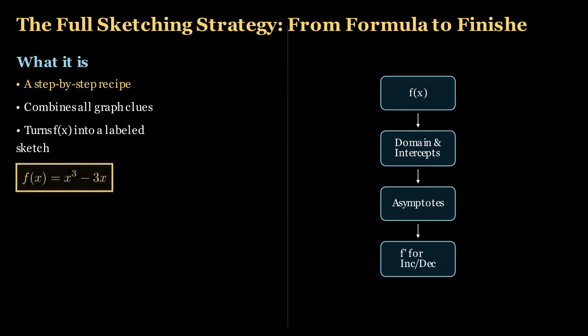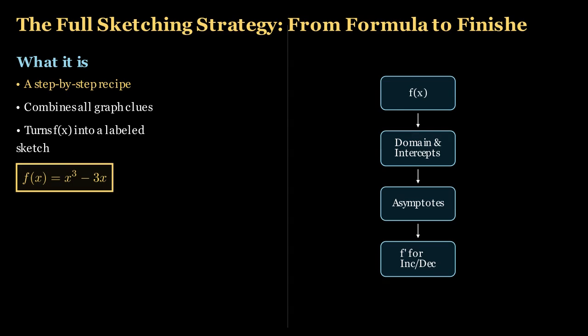It's a step-by-step recipe that combines every clue we've learned: domain, intercepts, asymptotes, the first derivative story of increasing and decreasing, and the second derivative story of concavity, and turns the raw formula f of x into a clean, labeled sketch of the curve. It's the master plan that takes you from I have a pile of facts to I can see the whole shape. Why go through all these steps?